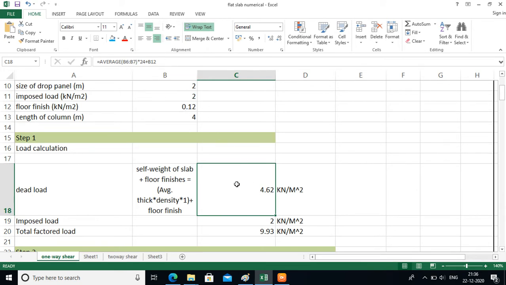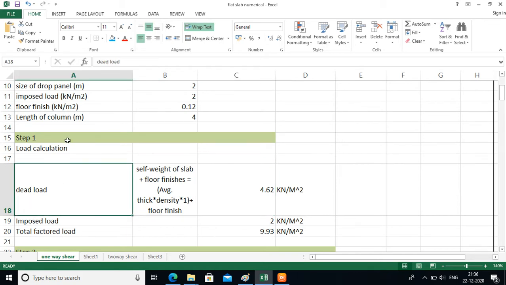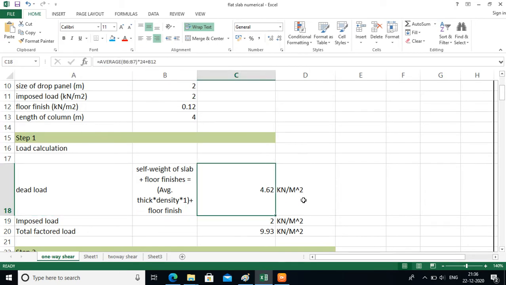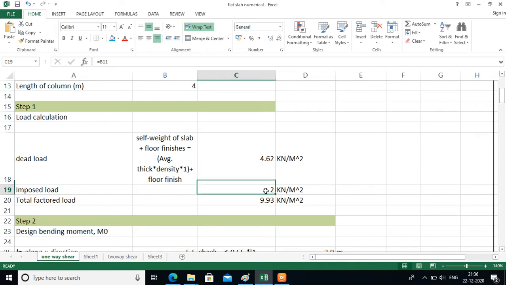I have considered it directly by putting in the formula. The important advantage of putting in the formula is that there is no chance of calculation mistakes, and within a fraction of a second we get the answer. So this is the advantage of this Excel sheet. The dead load from the above data is 4.62 kilonewton per meter square. Then imposed load, already given, is 2 kilonewton per meter square.